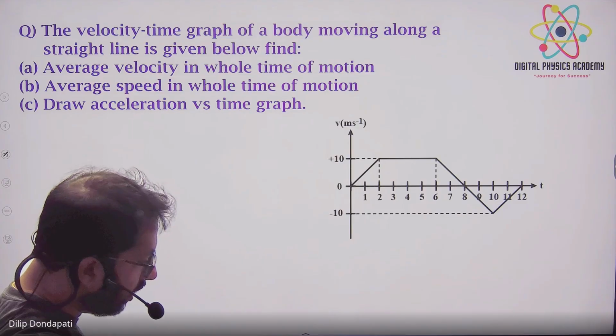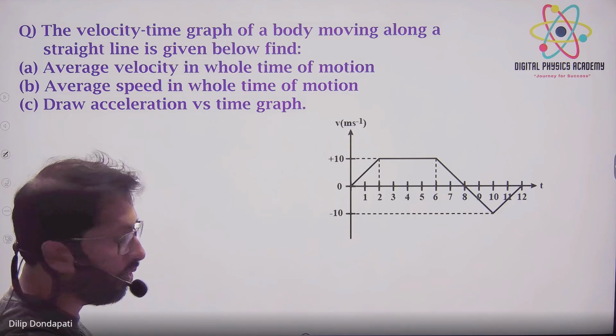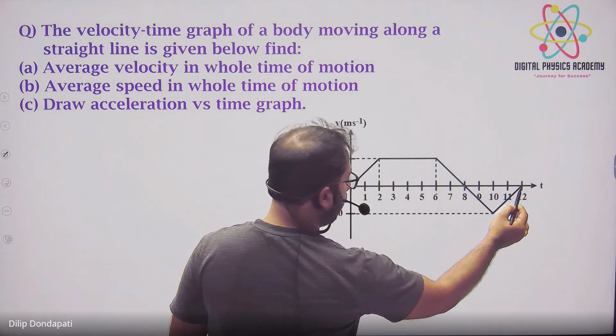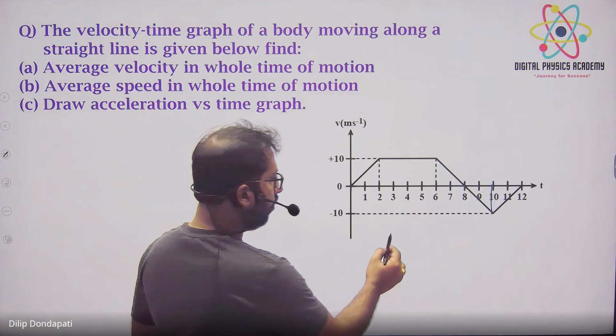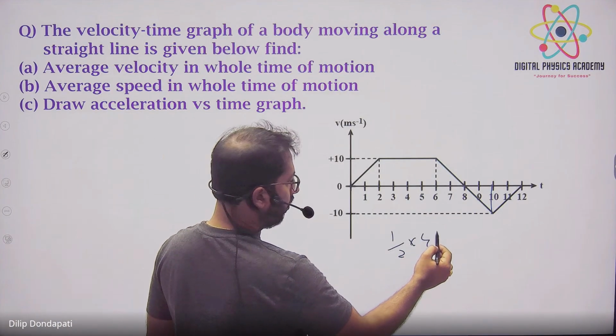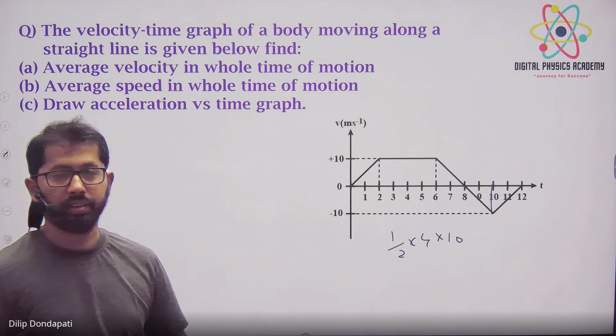So how do you draw the acceleration time graph? Okay, what is the average velocity first? It is 10 by 3, and the speed is 20 by 3. I have a doubt. Tell me, for the triangle from 8 to 12, what will be the height? It is 10, right? So it will be half into 4 into 10. But while calculating displacement, we have to subtract the area.